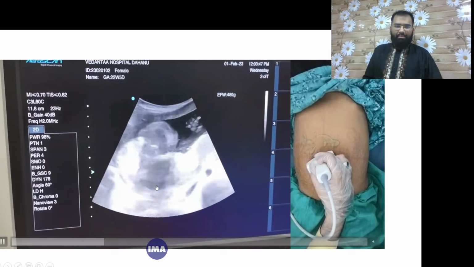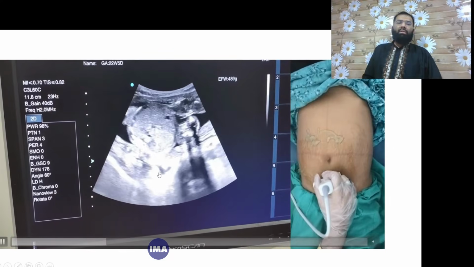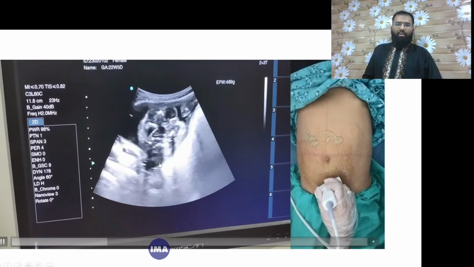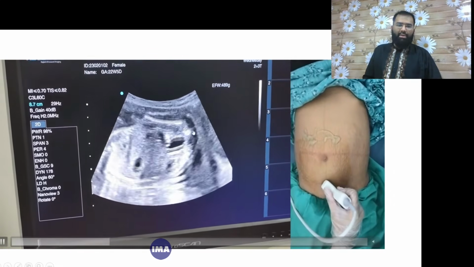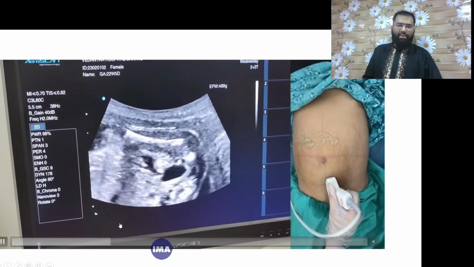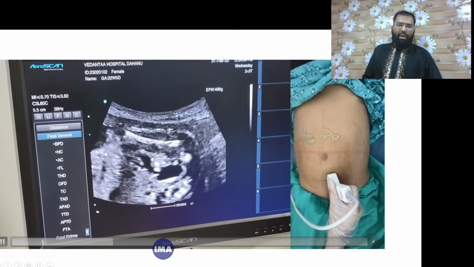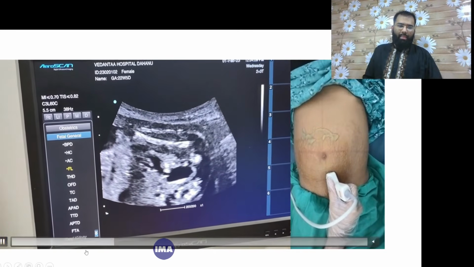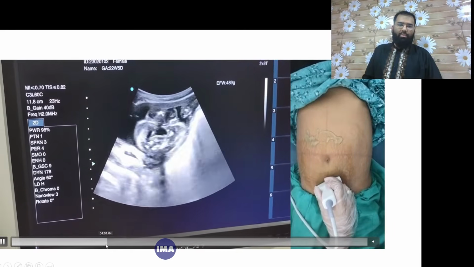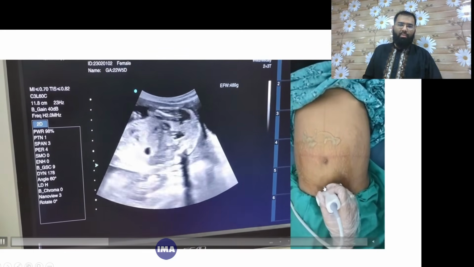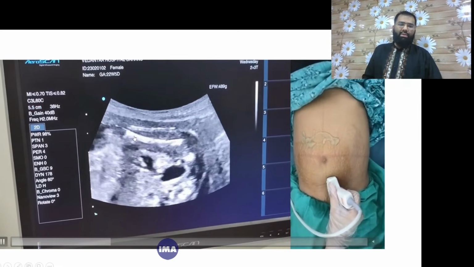After measuring head circumference, abdominal circumference, and BPD, we are moving down. This is the bladder of the fetus. This is an oblique section. Now you can see the urinary bladder, which is clearly seen here. Once you locate the bladder, just move your probe perpendicular to the bladder. See how I'm moving my probe. And yes, this is your femoral length.